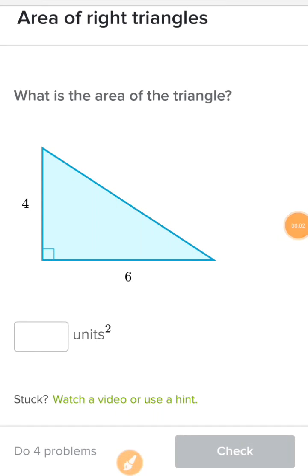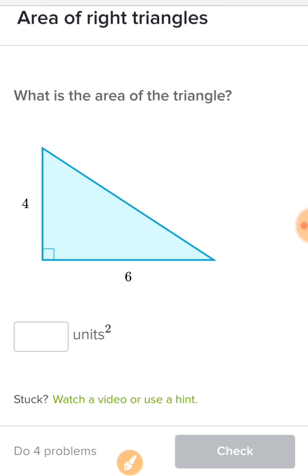So let's find the area of a few triangles. And in particular, in this video, we're going to find the area of right triangles. There's actually not much of a difference between right triangles and any other triangle. The only difference is that it's easier to identify the base and the height in a right triangle. So let's do a few examples.